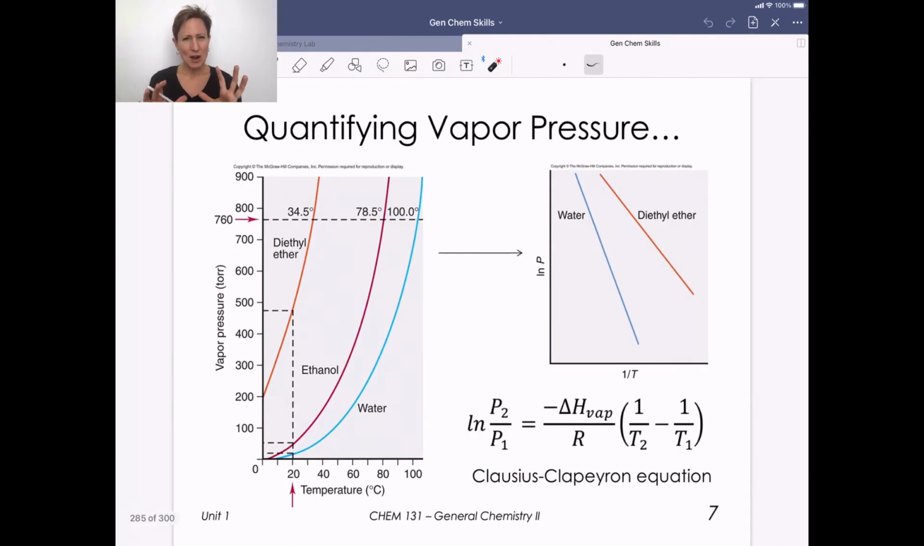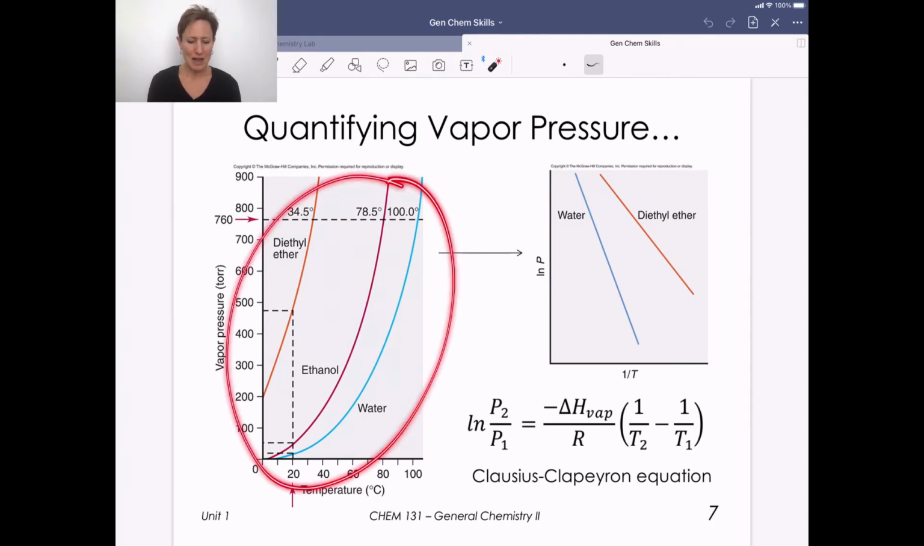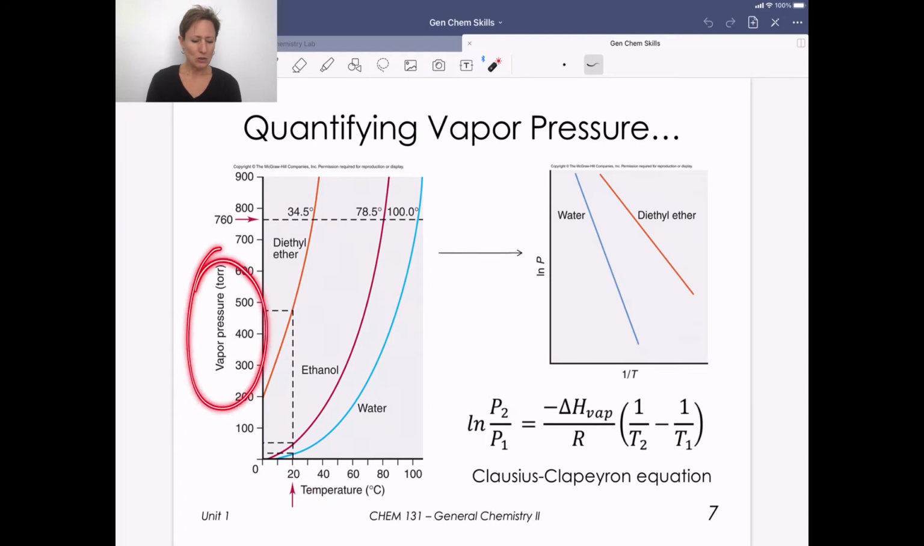All right, last part to this. There is a quantitative piece to this skill, and it looks scary, but don't be scared, okay? Here's an equation that we're going to use. Now, I want to just give you a little bit of a heads up of how we got there. We just talked about this plot. This plot looks at vapor pressure as a function of temperature, okay?